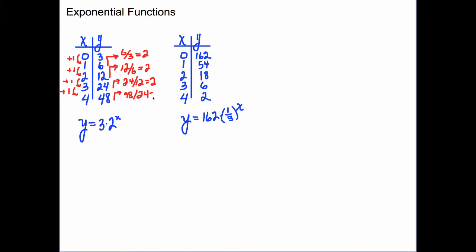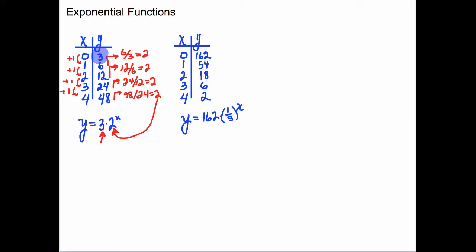So this is an example of an exponential function, and you can see that because all of these ratios in the y column are the same. The ratio is the base of the exponent, and this value over here, where y equals 3 when x equals 0, that one represents the coefficient.